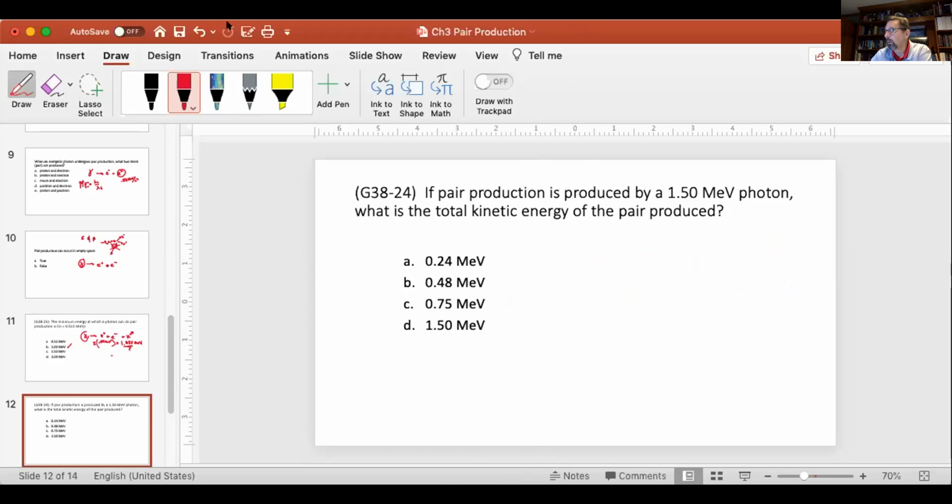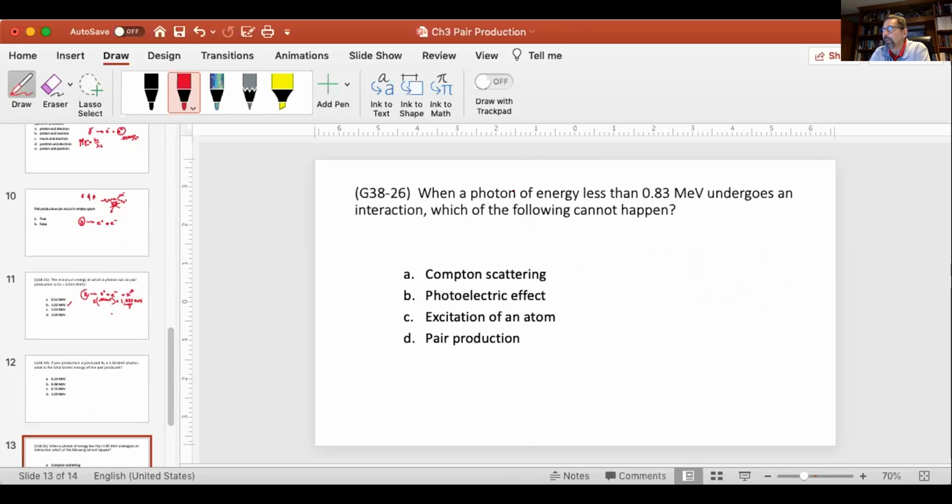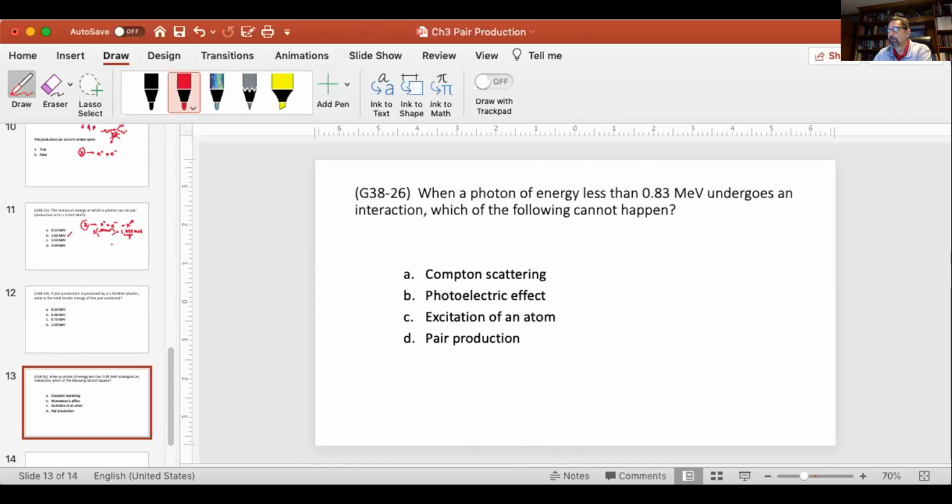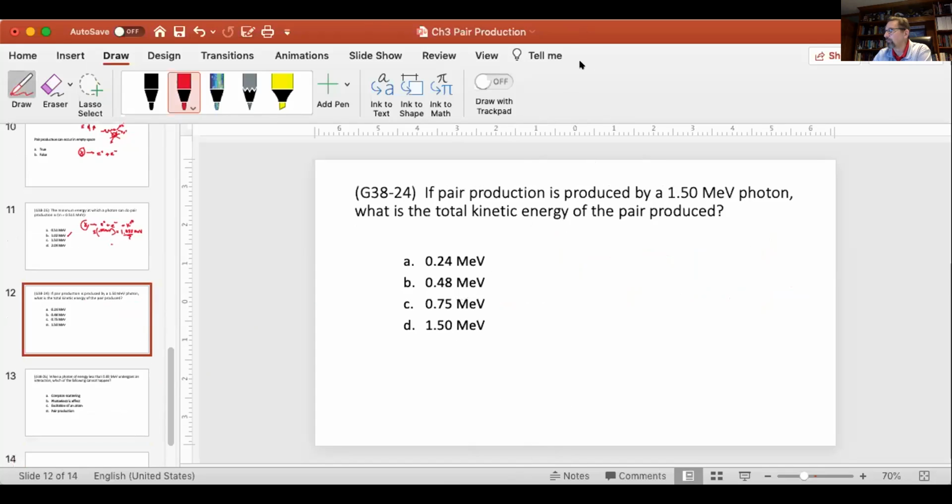Launch our poll. Now you've got to do the math the opposite way. How much kinetic energy will be left if a 1.5 MeV photon comes in? And remember, our rest mass energy of a positron or an electron is that. Think conservation of energy here.